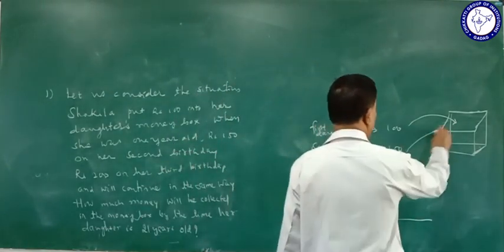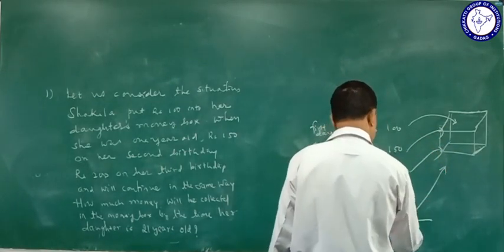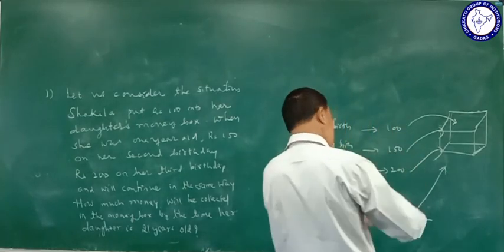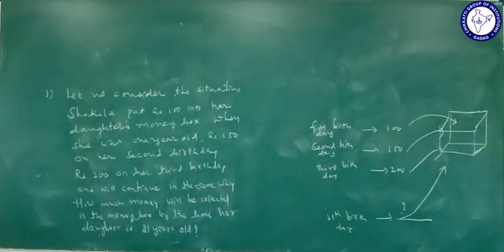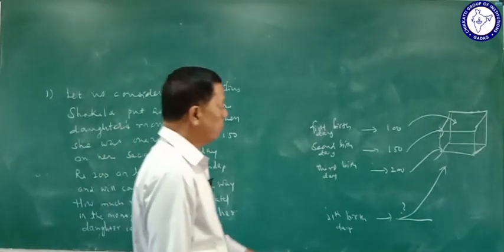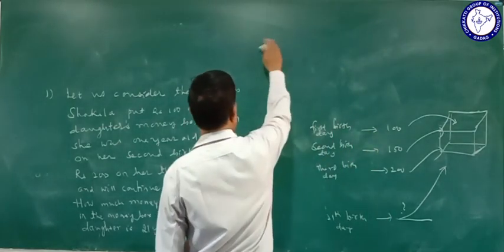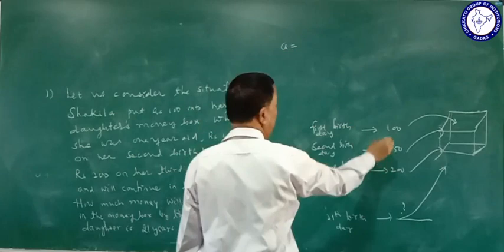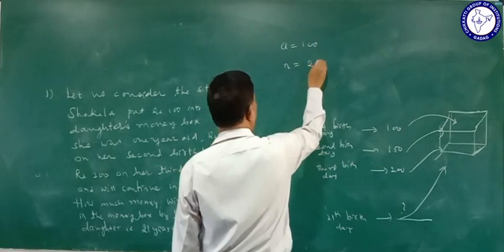First birthday 100, second, this is third, and this is 21st birthday. What is this 21st birthday amount, and what is the total amount that is to be calculated? So this is very important for us to calculate. Here we need the sum of the first 21 terms. How many terms are there altogether? You see 21. 1, 2, 3. Here 21. What is the first term? First term is 100. And how many terms are there? 21 terms are there.